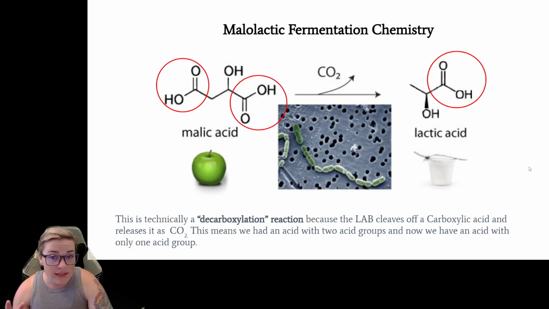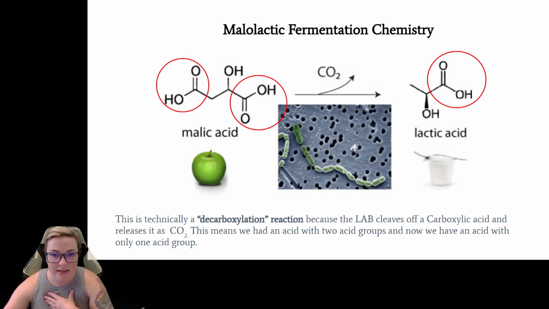So if you would like to know specifically the conversion of acids and what is happening, we have the structure of malic acid, and that's what's present in unripe green apples, right? So malic acid, and then we have the bacteria, our malolactic bacteria, converting malic into lactic acid, and carbon dioxide is released in this process. So this is actually not considered a fermentation. This is a deacidification reaction.